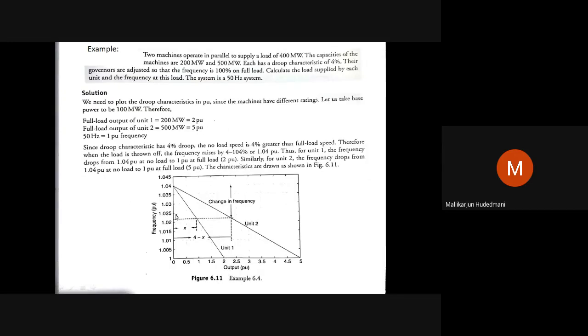Then, what is the frequency deviation? From 1.04, when there was no load, suddenly loaded, the dip in frequency has come to f1. What is the point f1? Is it safe above this or not? I would like to see. f1 I want to calculate, which is nothing but delta f, this vertical side, I want to calculate.